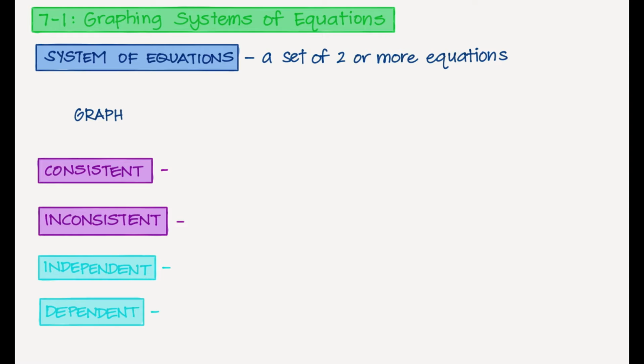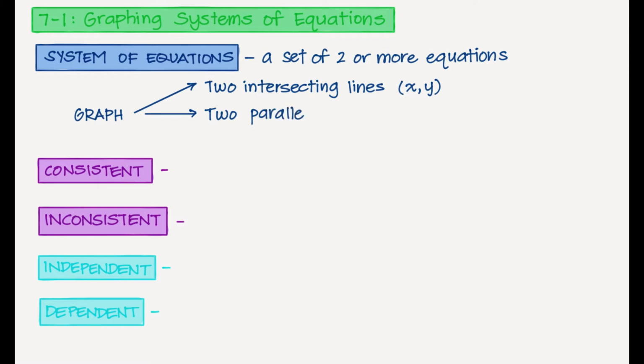For instance, if you graph the two lines and they intersect, then you are going to have one solution because you'll find that they are intersecting at one common point, and that would be x comma y. Now another scenario is if you graph the two lines, they could be parallel lines, meaning that they're not intersecting in any place, which means that there is no solution for that system of equations.